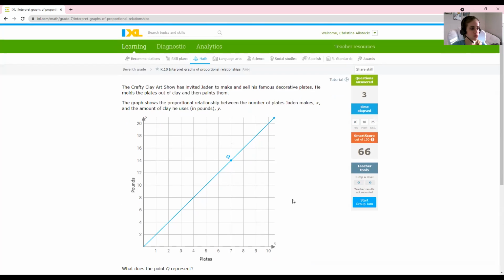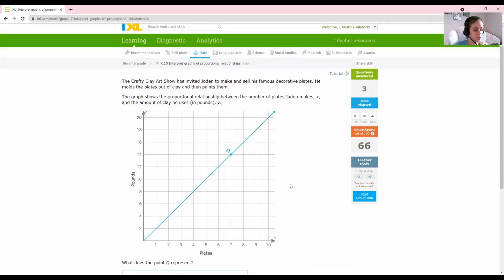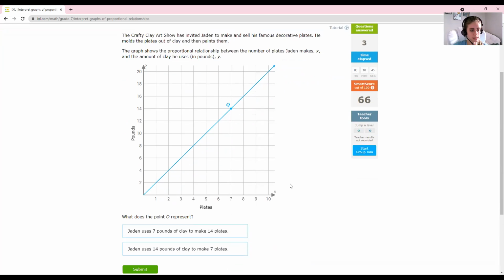All right, the Crafty Clay Art Show has invited Jaden to make and sell his famous decorative plates. He molds the plates out of clay and then paints them. The graph shows the proportional relationship between the number of plates Jaden makes, X, and the amount of clay he uses in pounds, Y. We want to know what point Q represents.